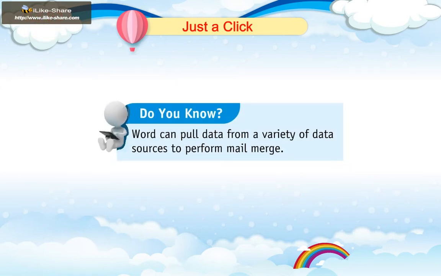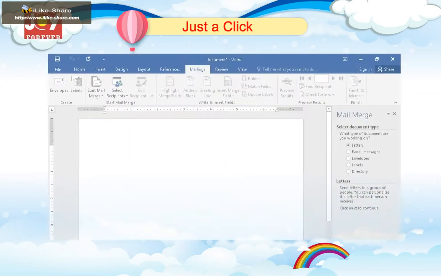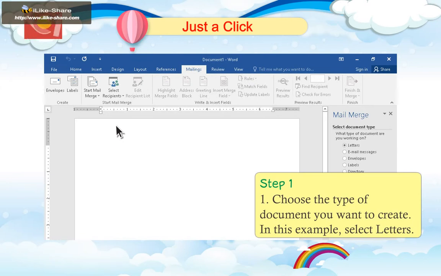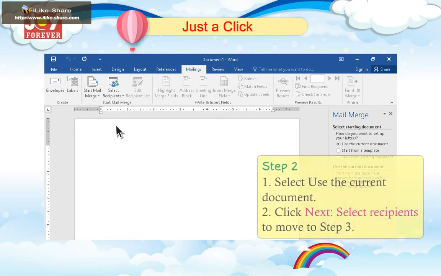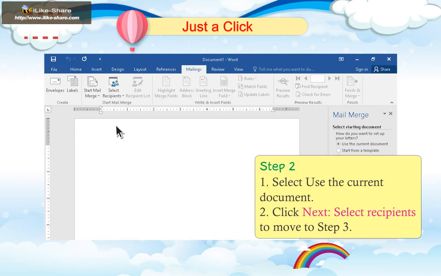Do you know Word can pull data from a variety of data sources to perform mail merge? Step 1. Choose the type of document you want to create. In this example, select letters. Click Next: Starting document to move to step 2. Step 2. Select Use the current document. Click Next: Select Recipients to move to step 3.